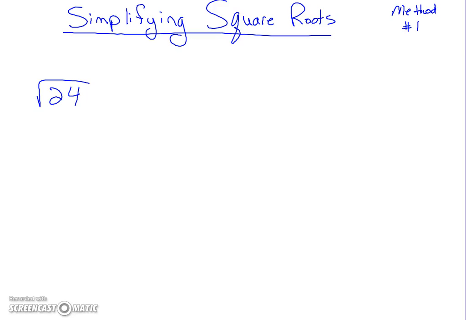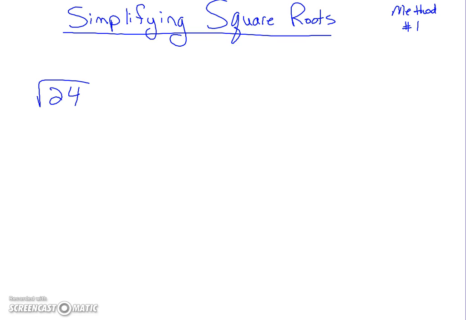Right, this is about simplifying square roots. There are two methods. This is just method number one. Again, if you don't like this method, you can always look at method number two to understand how to simplify square roots. This is not estimating, and this is also not calculating, not using your calculator. I actually want to simplify these square roots.